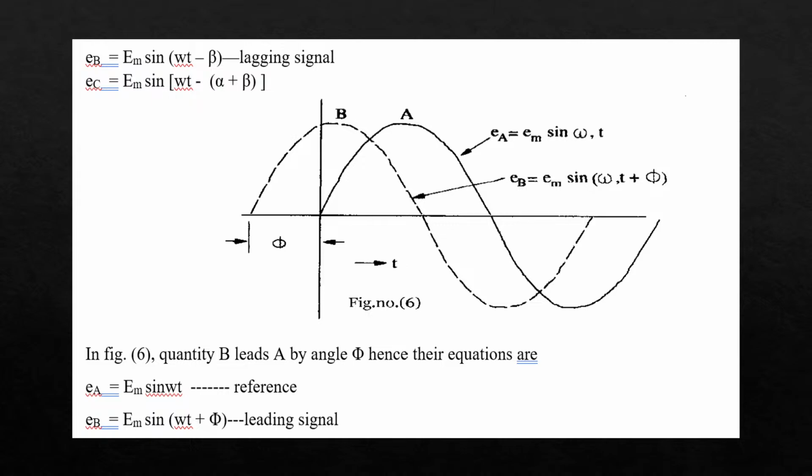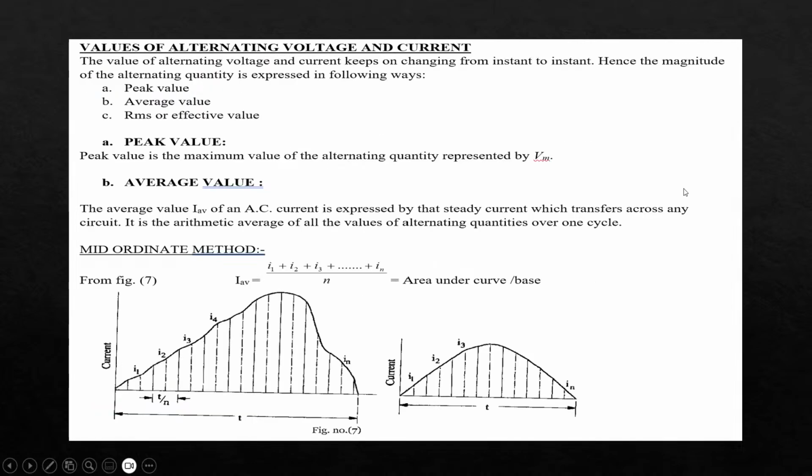So in figure 6, you can see E is Em sine omega t, and B is leading because it goes to 0 a phase angle before A. So EB just becomes omega t plus the angle, if omega t is the reference, which is A, because it's hitting 0 before A.